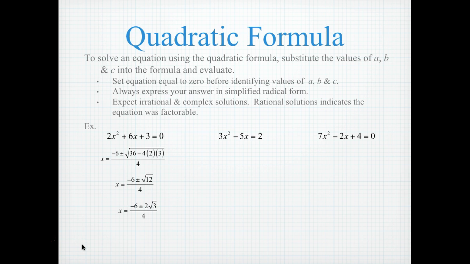When simplifying the fraction, we are looking to see if the binomial in the numerator has a greatest common factor with the number in the denominator. The radicand is ignored at this point. We are focused on the negative 6 and the 2 in the numerator and the 4 in the denominator. Since all three of these numbers have a common factor of 2, we are allowed to divide out the 2. Negative 3 plus or minus root 3 all over 2 is the correct way to express the solution.